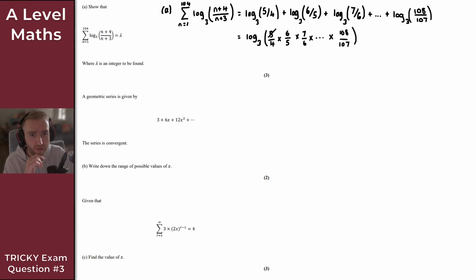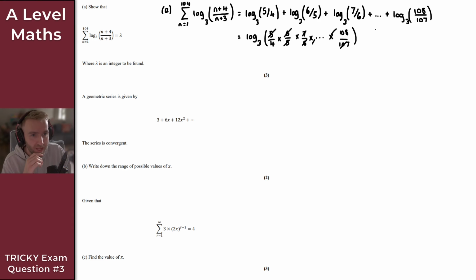This 5 would cancel with this 5. This 6 here would cancel with this 6. This 7 here would cancel with the next denominator. Obviously we can't see that because I've not written that term, but you get the idea. And in this case, this 107 would cancel with the numerator of the previous term. Again, I haven't denoted that term, but you get the idea.